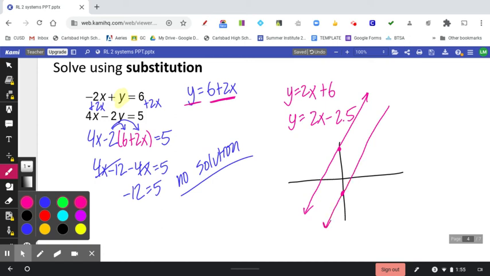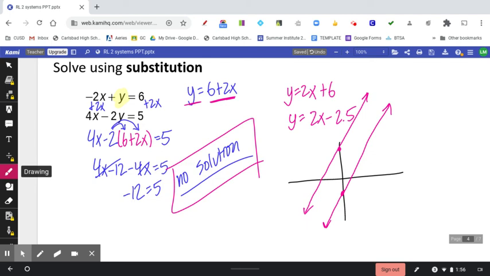And if you remember, lines with the same slope never touch, all right? So our solution, we're looking for a spot that these two lines touch, but they're never going to touch. They're parallel, and that's why we have no solution, all right? Next, we'll look at elimination, but I'm going to let you guys try a problem right now.